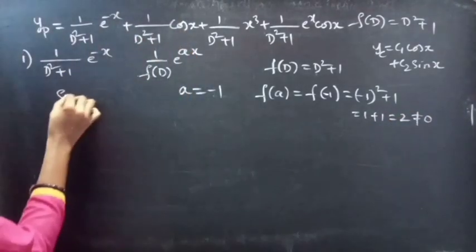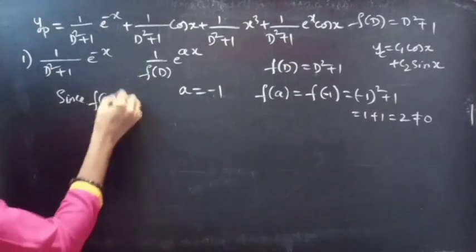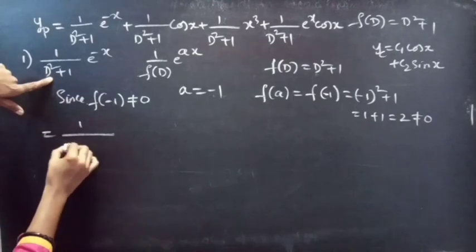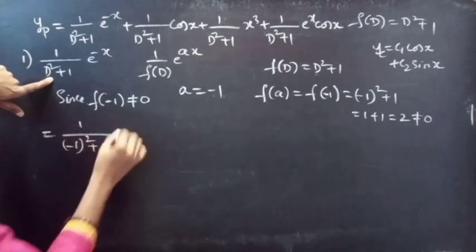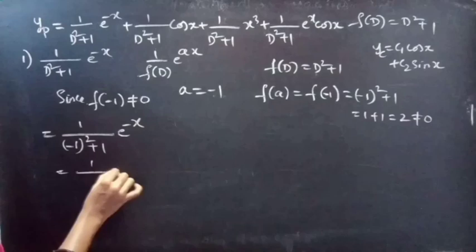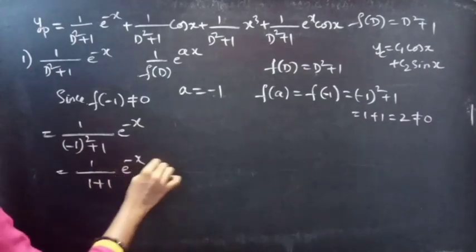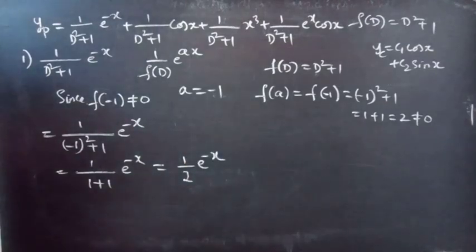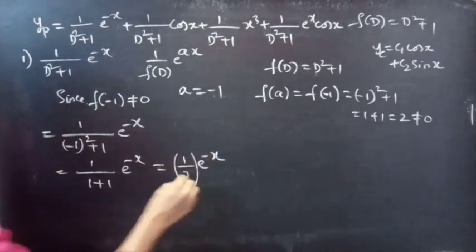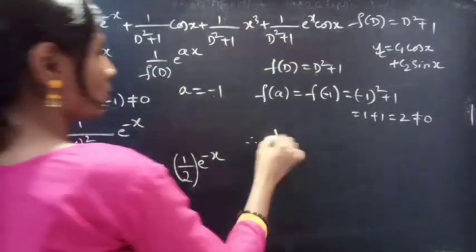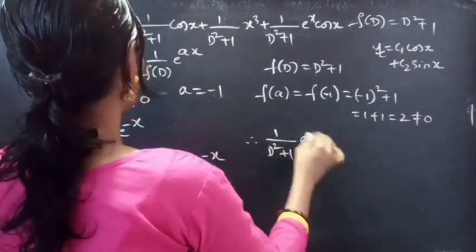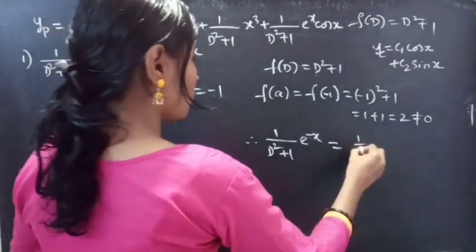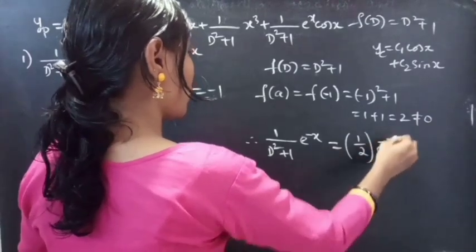Since f of minus 1 is non-zero, we can replace this D by minus 1 here. This equals 1 by 1 plus 1 into e power minus x, which equals 1 by 2 into e power minus x. Therefore, 1 by f of D into e power minus x equals 1 by 2 into e power minus x.